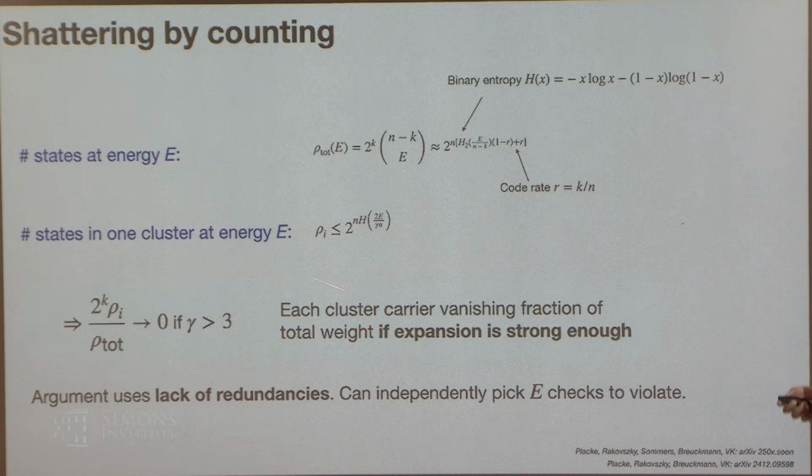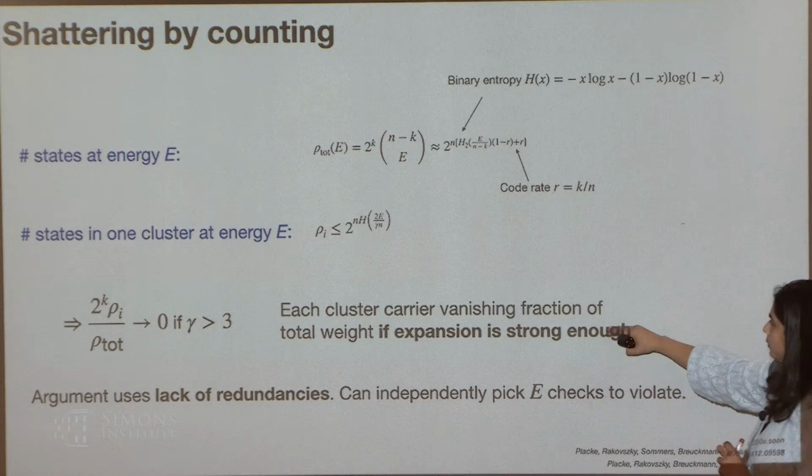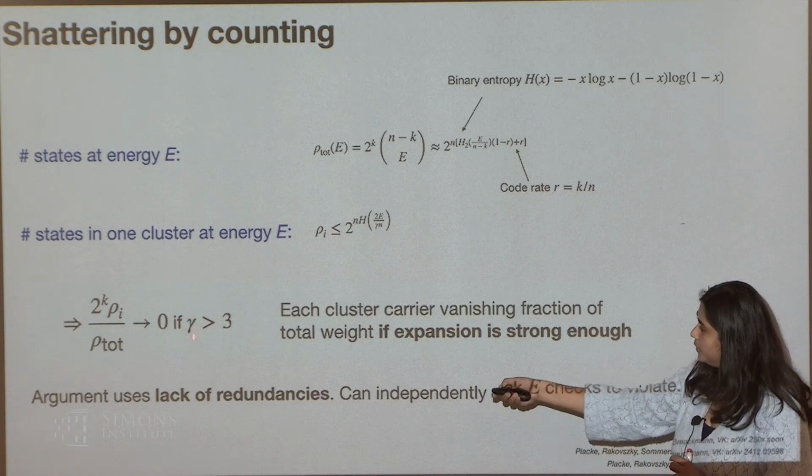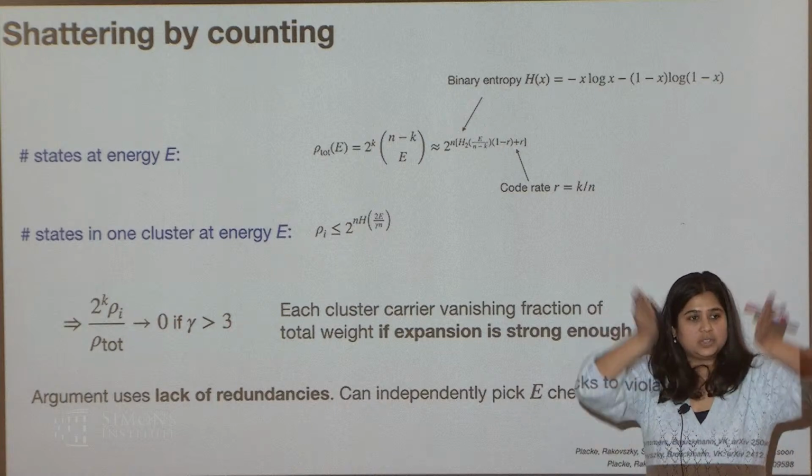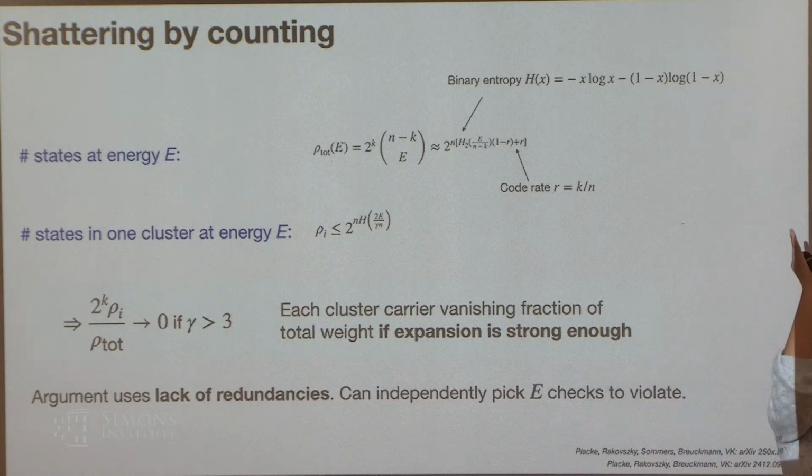It's again a pretty simple counting, and what you can show is if your expansion is strong enough, which means that if this parameter, which sets how steep your energy barrier is, is strong enough, there's a simple counting argument which you can use to say that each cluster carries a vanishing fraction of the total weight, and you have many clusters at finite energy densities that contribute. Okay, so this is simple, and you can do it.